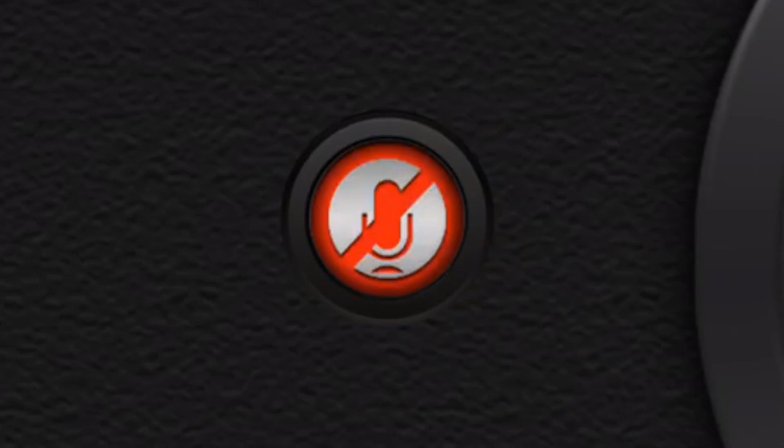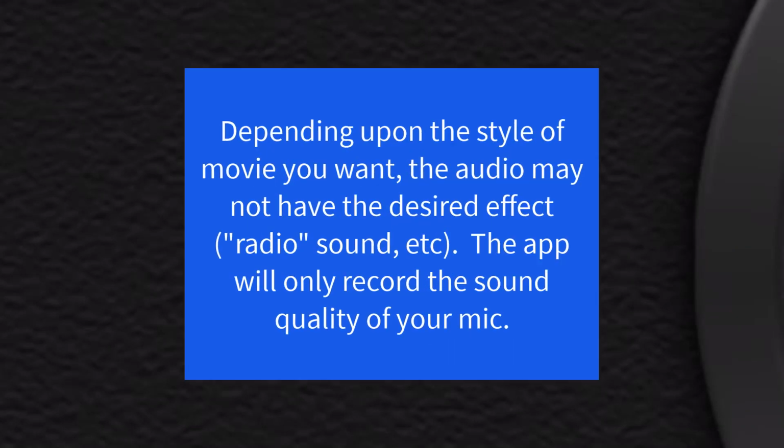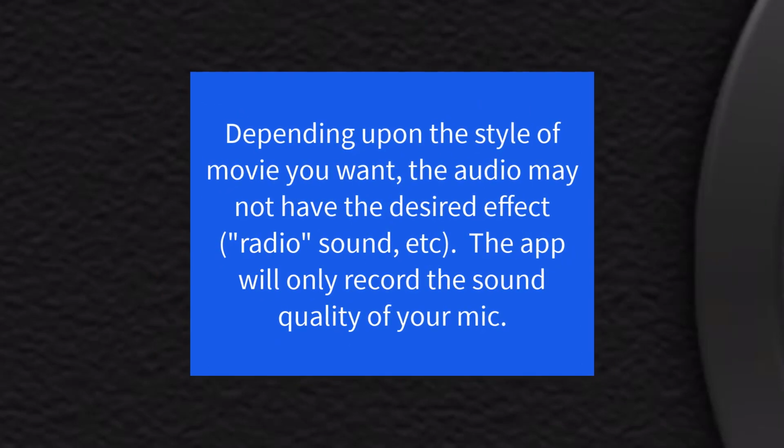So right now, if I tap on the reel to reel, I'll see that the mic is muted, so I'm not going to get any audio. When the icon looks like that and I tap on it, I'm going to get my speaking voice within the frame. Now, the thing to keep in mind is it is going to record at the quality of mic that you have in there.